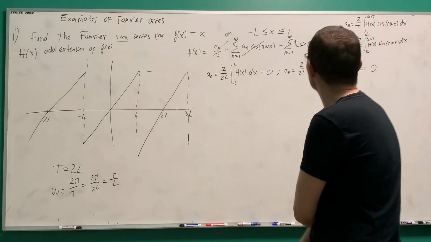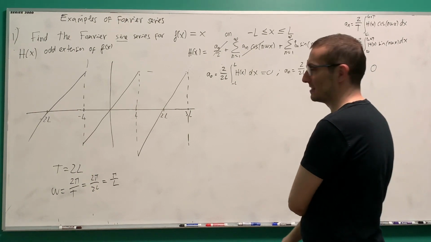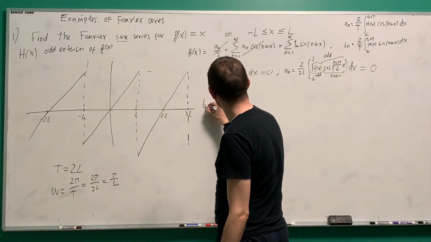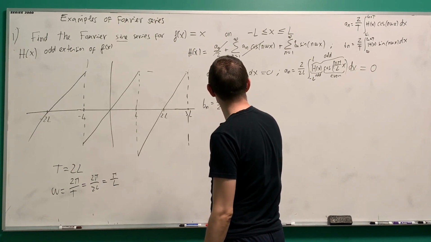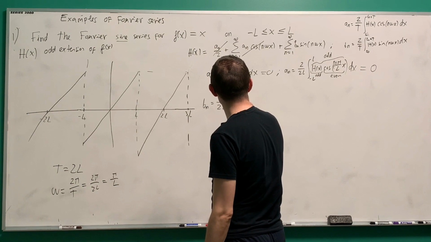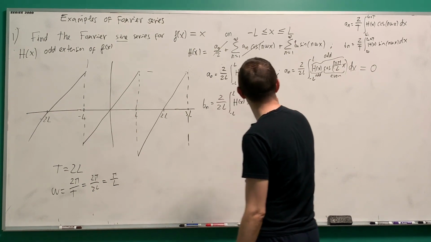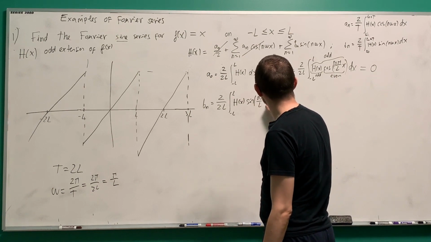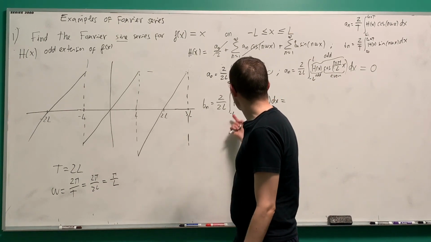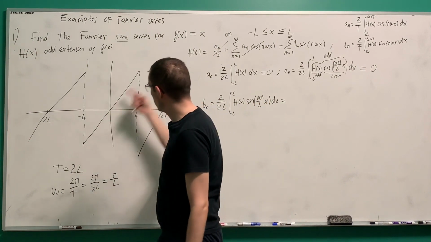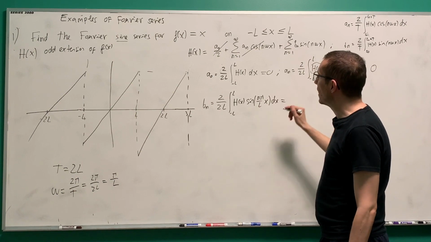All right? All right. So we know there's only sine terms. Let's compute the bn's. Now bn is 2 over 2L integral from minus L to L of h of x sine n pi over L x dx. Now, from minus L to L, h of x is just t. So, nice enough.